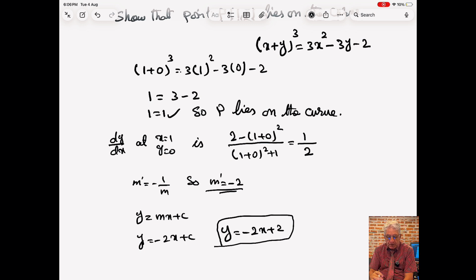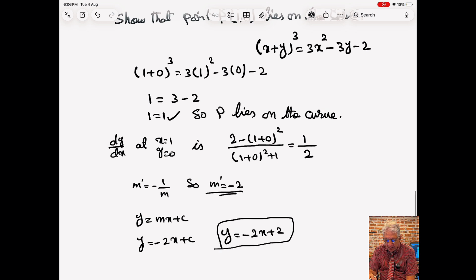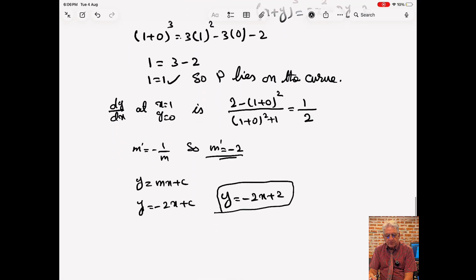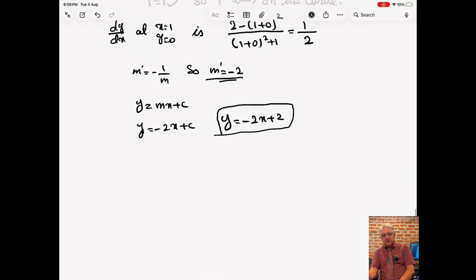Now we wanted to discuss differentiation, which we have done. So this is the derivative of the implicit function. You can treat them as a usual function, and you can find dy by dx by the same method. You only have to remember you are differentiating with respect to x. Therefore, the derivative of y will be dy by dx, and the derivative of x is 1.